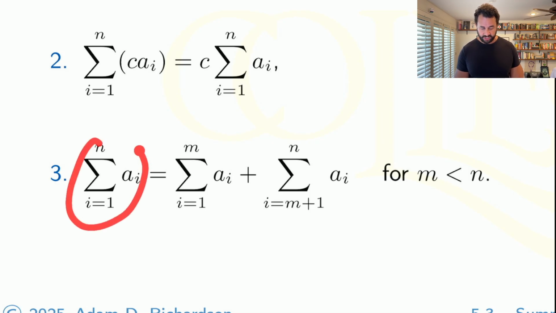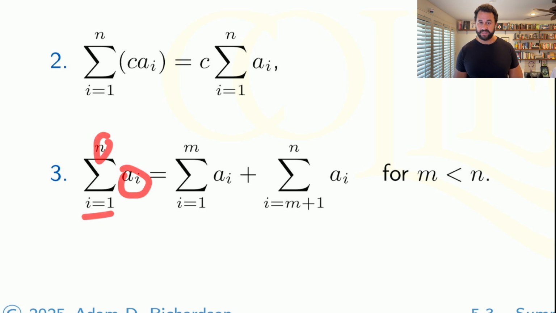But here, let's say we're starting with this sum from i equals 1 to n of a sub i. Well, what we can do is we can essentially partition the sum into two or more individual summations.